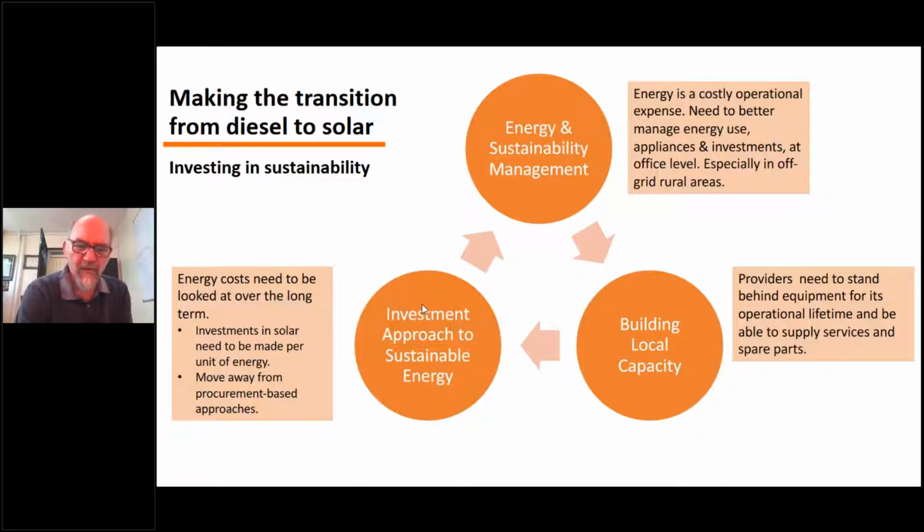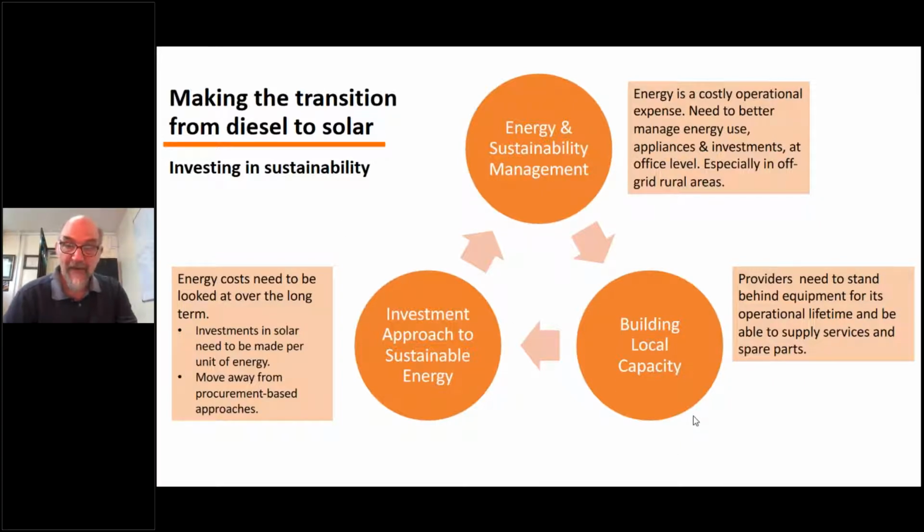What do I mean by that? Well, we need to look at the cost of energy as an important cost of operations, and we need to figure out, okay, let's get more efficient at using our energy. Let's not use wasteful air conditioning where it isn't needed. The second thing that needs to happen is we need to build local capacity.